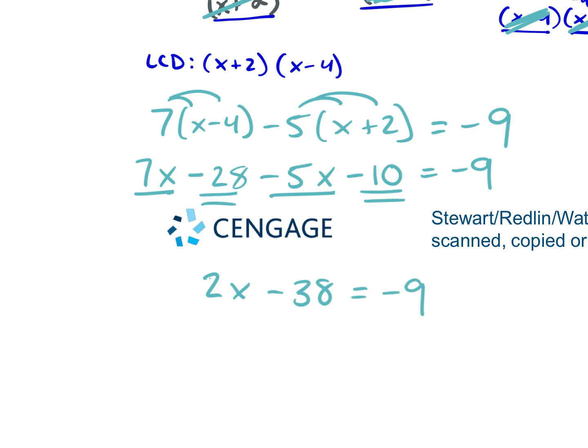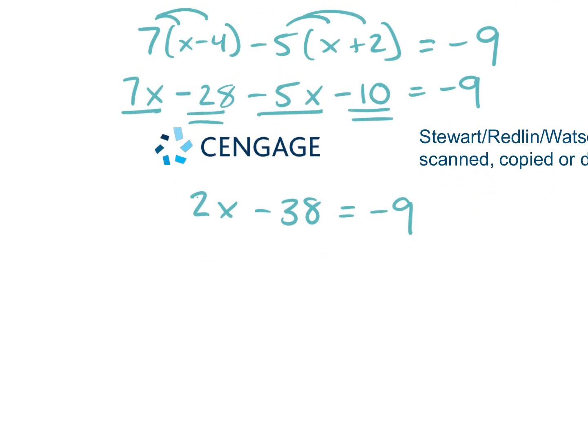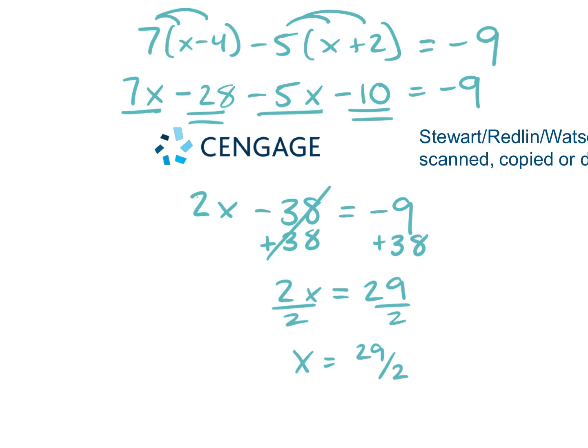What do you think we would do next to solve? You could add 9, but are we going to have to factor here? No, it's just an x. So let's just get the x all by itself. So instead of adding 9, what should we do? Add 38. Let's move the number to one side and the x to the other. So we're going to add 38. So 2x equals, this would be 29. Then what? Divide by 2. So x equals 29 over 2.